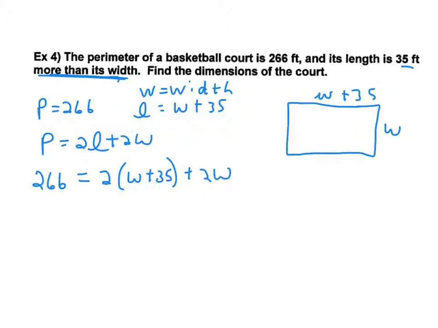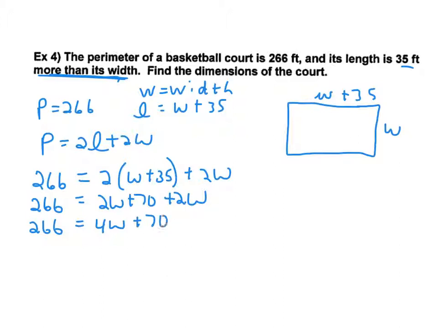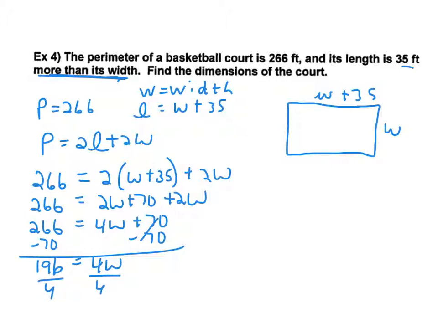And then I just distribute and combine like terms like I've been doing. So 2W plus 70 plus 2W, and then I get 4W plus 70, and then I subtract 70. So I end up with 4W equals 196, and then if I divide by 4, I'm just going to use my calculator, divide that by 4, and I get the width is 49 feet.